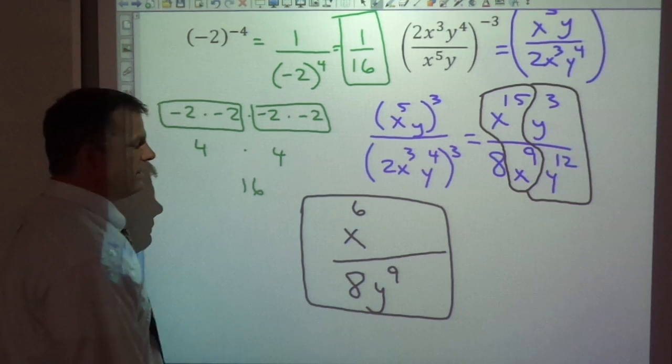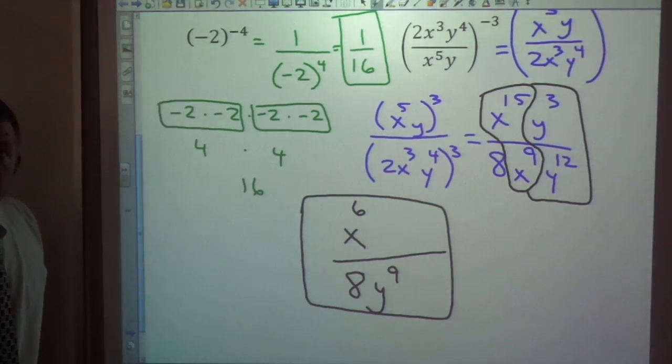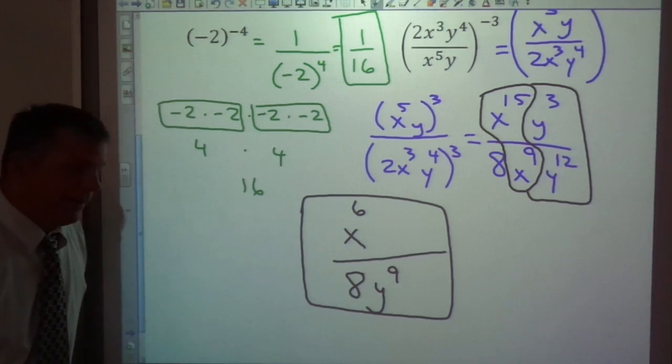So this gives us our final answer here. And this is negative exponent thinking. I hope this was helpful.